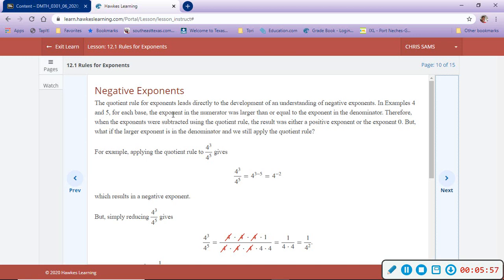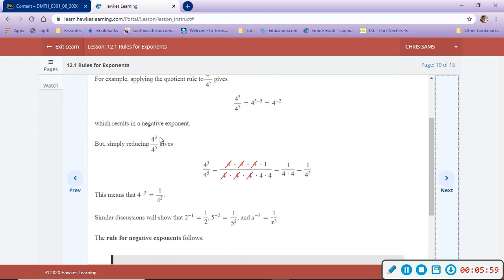Okay, negative exponents. So here, if we had a smaller number on top, we would still subtract. One way they're showing you is you write it all out and divide the 3/4, and you would have 2 of them on the bottom, and so you'd end up with 1/4 squared. If you were to subtract them, you would end up with 4 to the negative second power.